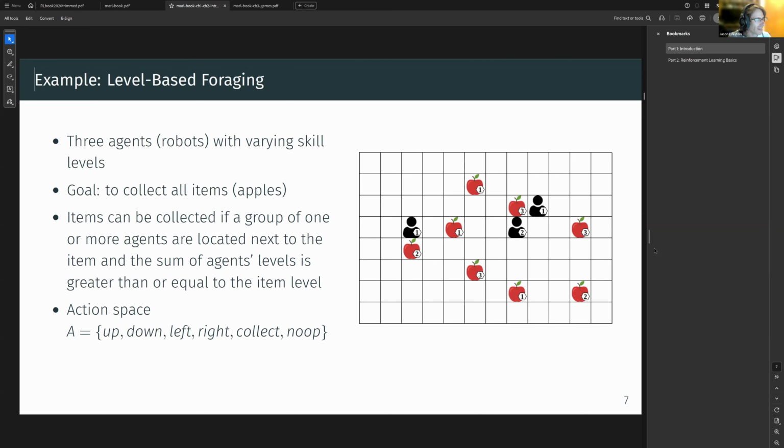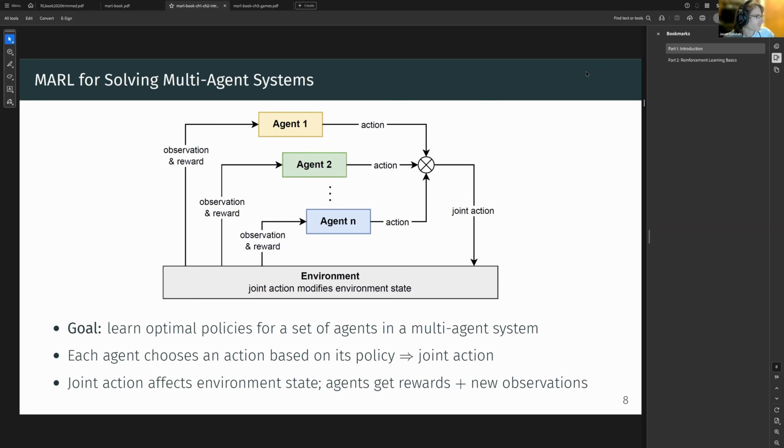This example is something we'll come back to later, when we have some of the solution algorithms, to see how to set up the problem and what the performance is like. But this is the general diagram for a multi-agent system. If you compare this to the normal reinforcement learning diagram, where you just have one agent, the observation and reward, then the environment and the action, the only difference is that we stack up all these n agents, and the reward signal is something the environment has to provide.